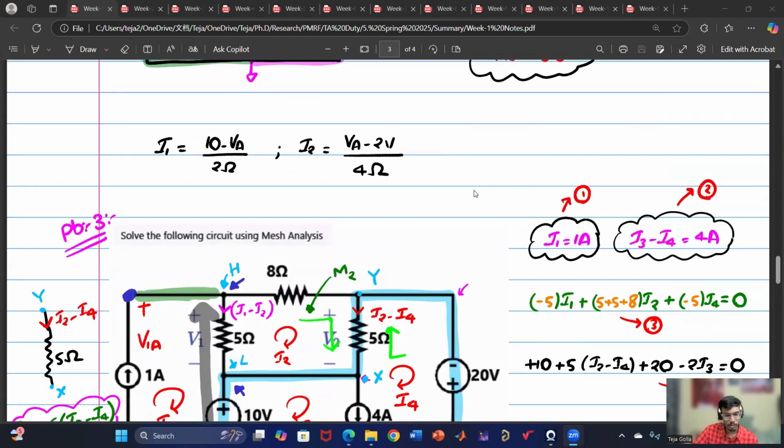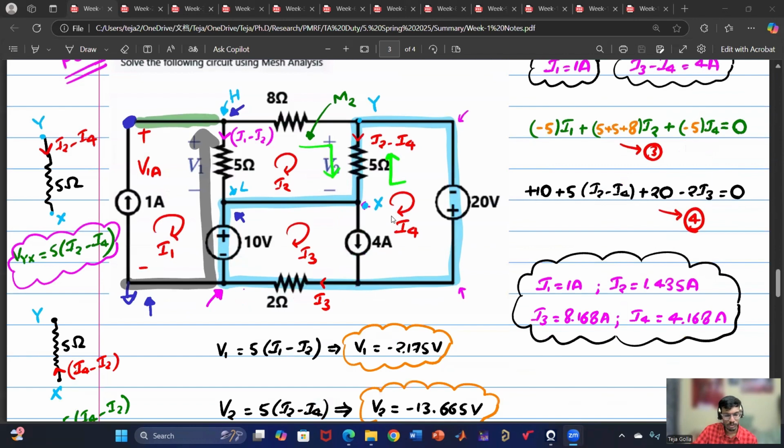Then we have solved a couple of problems. In the first problem, we have a super mesh. So we have considered the outer mesh, and then we have solved for whatever they have asked in the question.